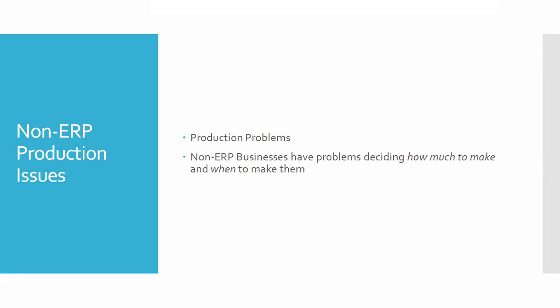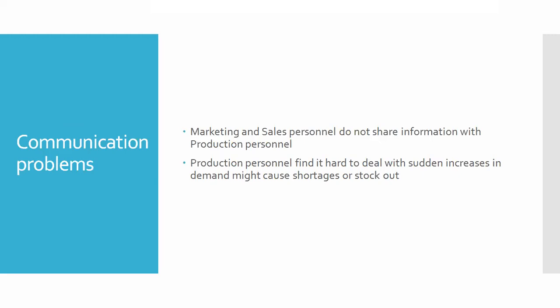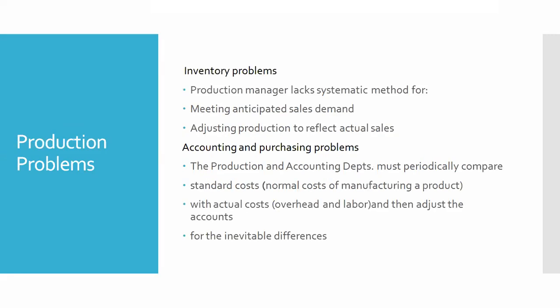So non-ERP production issues में और क्या है? Production problems: non-ERP businesses have problems deciding how much to make and when to make them. Communication problems: marketing and sales persons do not share information with the production person. That is also one of the problems. Information is not being shared properly between the people, and production personnel find it hard to deal with a sudden increase in demand, and that might cause shortages or stock out. Production problems also include the inventory problem. The production manager lacks systematic methods for meeting anticipated sales product demand and adjusting production to reflect actual sales.